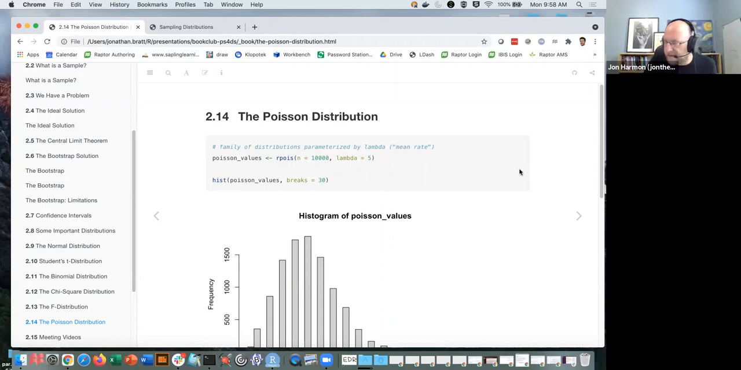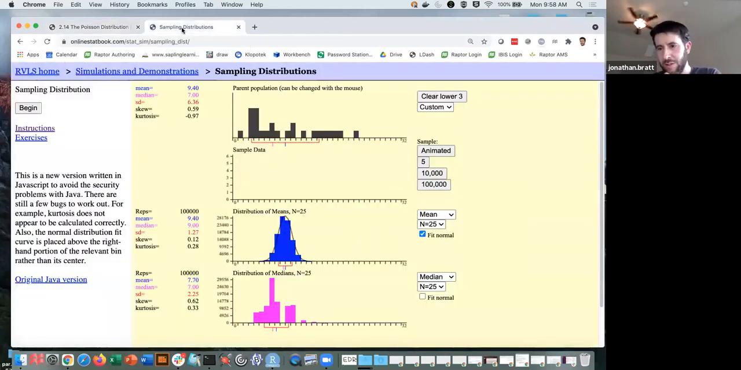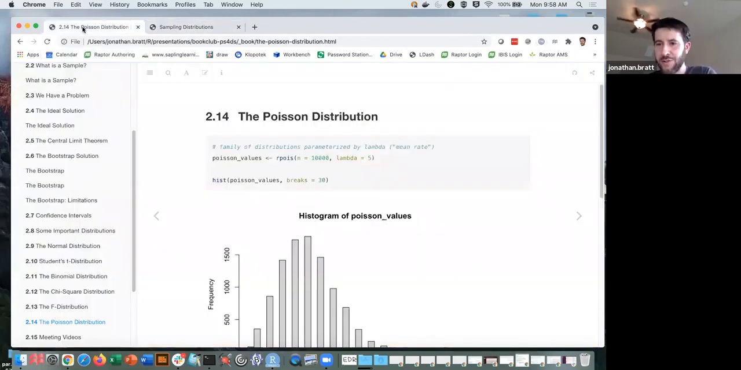Cool. Anyone have anything else they want to talk about? I want to suggest that if you don't follow any of the other additional resources in this chapter, you follow the link to this simulator, because it's fun to play with and it gives you a good sense of what's going on.